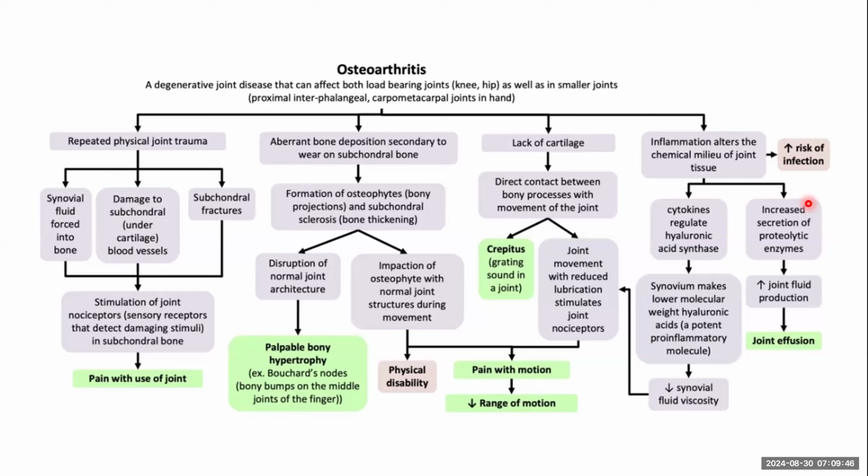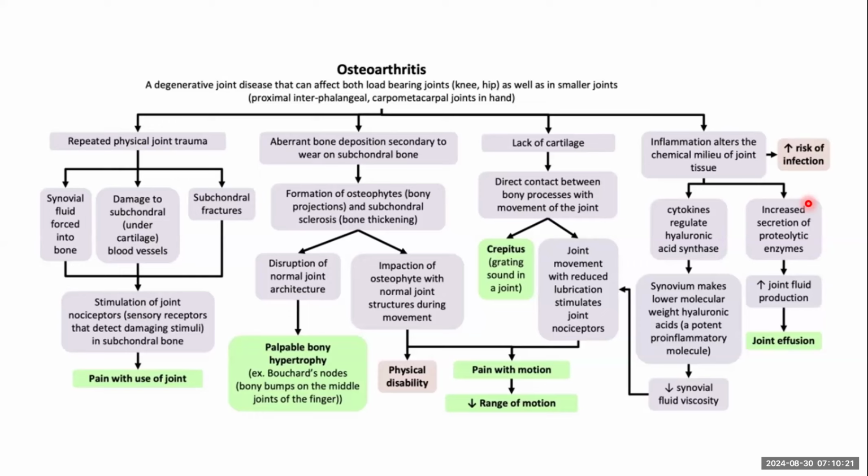Also, with the aberrant deposition of bone formation, in terms of trying to heal the subchondral osteophytes, they can cause destruction of the normal joint. You can see palpable bony hypertrophy, like the Bouchard's node we see in the proximal and Heberden's in the distal interphalangeal joints. This can ultimately result in disability, and we know that once the cartilage is lost, there's a grating sound when bone touches bone, which we elicit as crepitus, and the joint movement reduces.